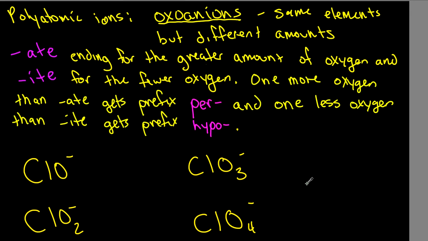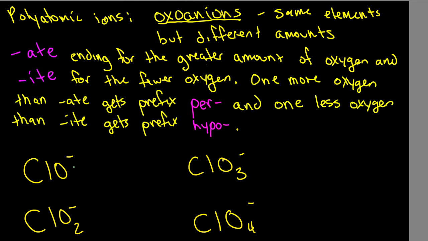And if it's one more oxygen than the ATE ending, then it gains a prefix of per. And if it's the least amount of oxygens in comparison to the ITE ending, then it gets a hypo prefix. For example, I got the class of polyatomic ions with chlorine and oxygen. All of them have chlorine and oxygen, just the amount of oxygen varies. It goes from 1 oxygen all the way to 4 oxygens, and those names will vary for it.